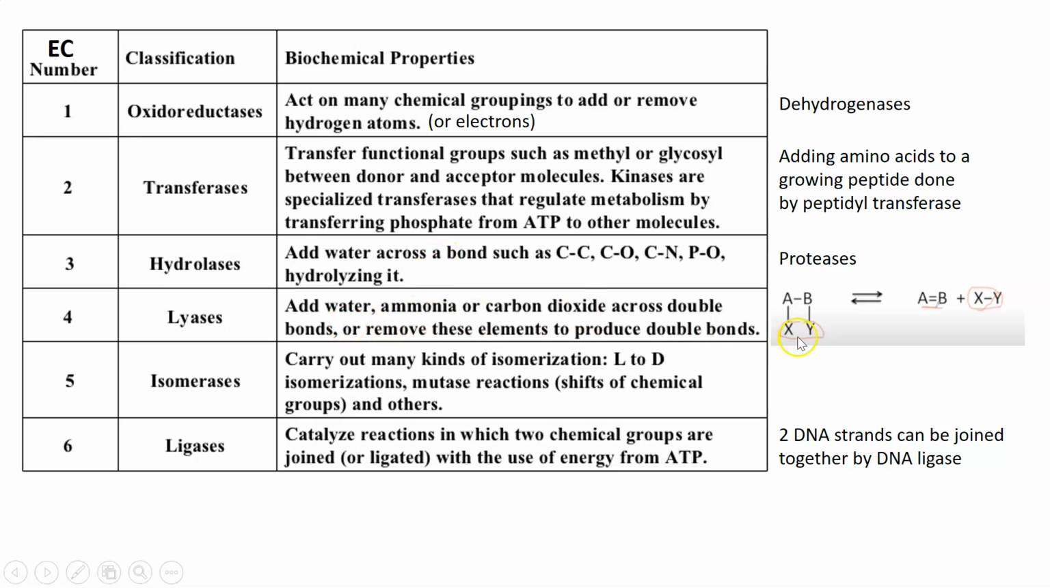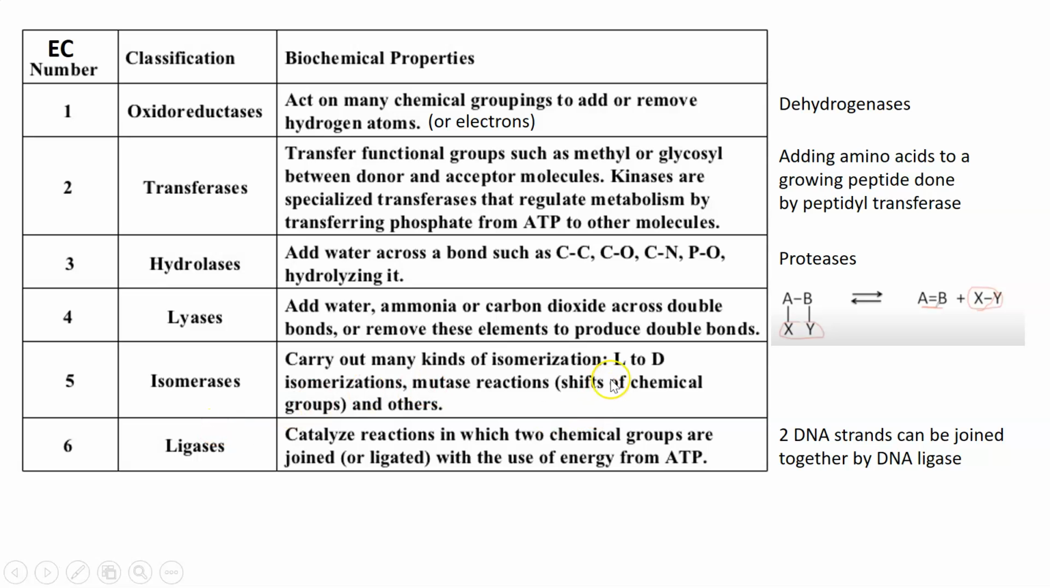In the example I've shown here, there's this molecule AB, which is linked to XY. You break it down, so you get the production of AB and XY. But not only that, you've also introduced a double bond. Before there was a single bond, and now you've introduced a double bond. This is another one of the features of lyases. Lyases can also do the reverse and go from a double bond to a single bond.